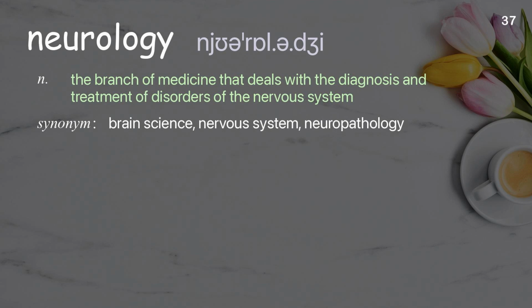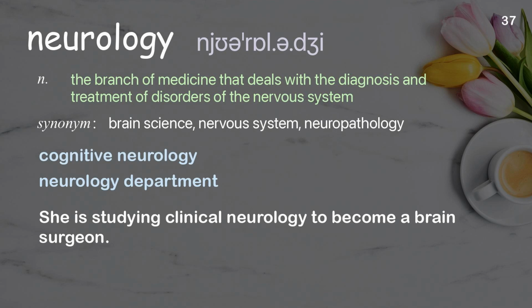Neurology. The branch of medicine that deals with the diagnosis and treatment of disorders of the nervous system. Examples: Cognitive neurology, neurology department. She is studying clinical neurology to become a brain surgeon.